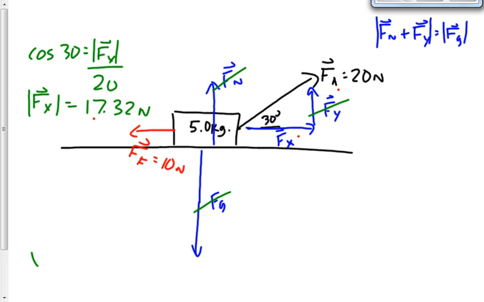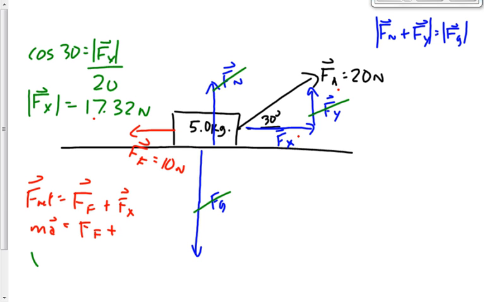All right, let's take a look at this one now. We're going to do almost the same thing. We're going to say the net force is equal to the sum of the forces. But there are two forces now that haven't canceled out: force of friction and the x component of the applied force. So let's say Ff plus Fx, and the net force is m times a. It's equal to Ff plus Fx.